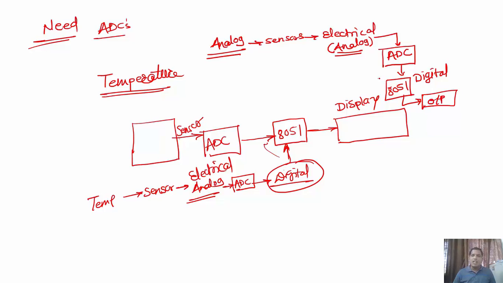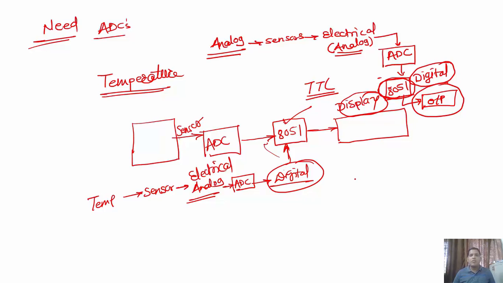In order to display things on the output device, whatever data is required is given to the 8051 microcontroller, and the 8051 microcontroller operates on TTL, transistor-transistor logic, which requires the digital format. So conversion of analog data into digital is very much important because the microcontroller is going to process only digital data, and for that purpose we make use of this analog to digital converter.